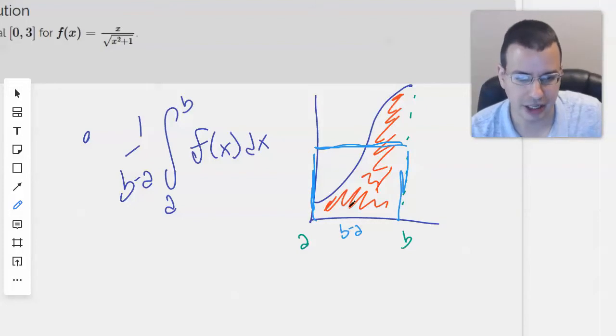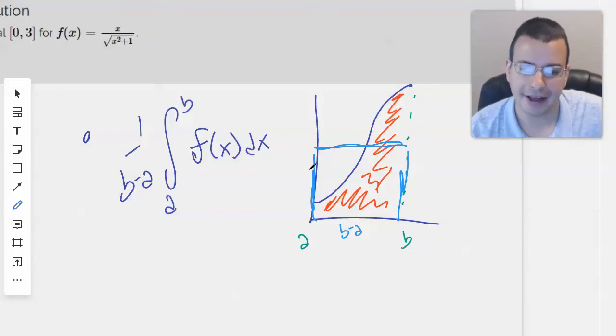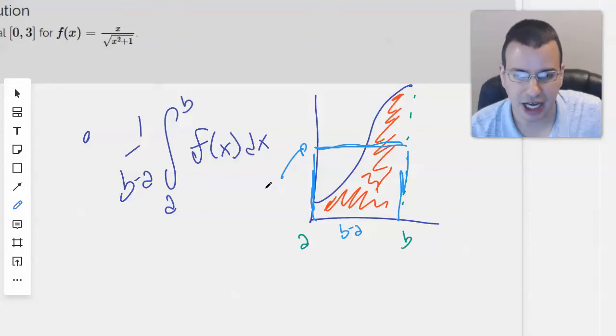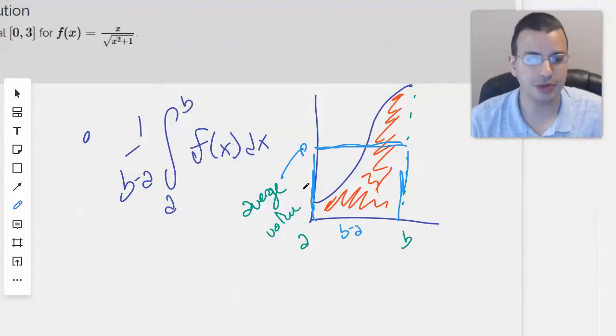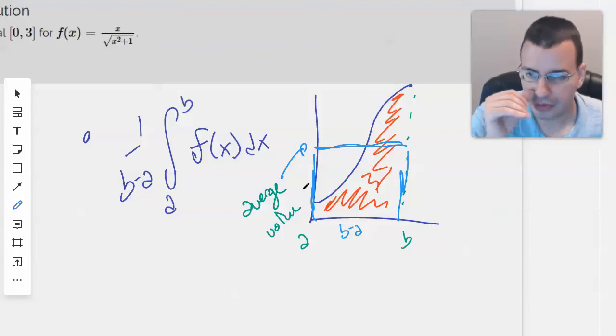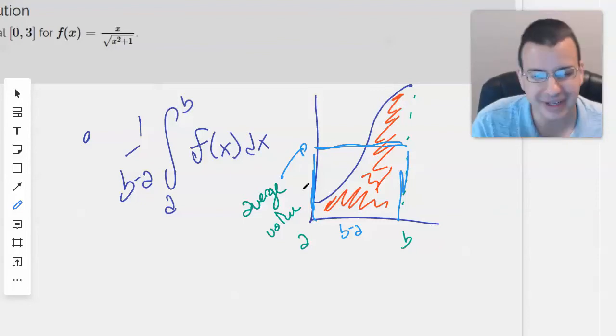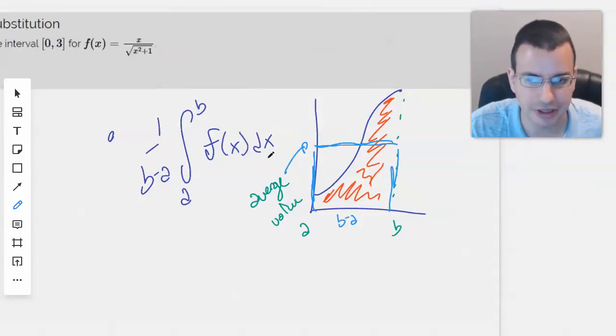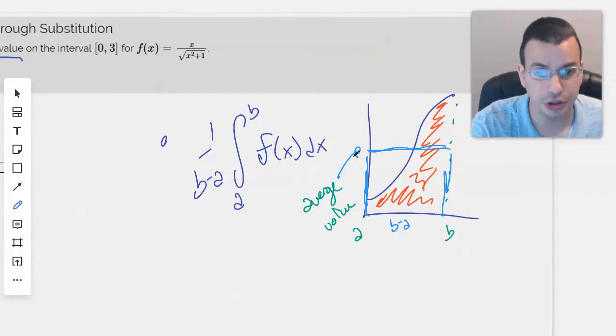with width b minus a, and what you're looking for then is this height right here. That would be the average value. So you're basically taking the area under the curve and squishing it so that it's a rectangle. So this is what we're going to do.